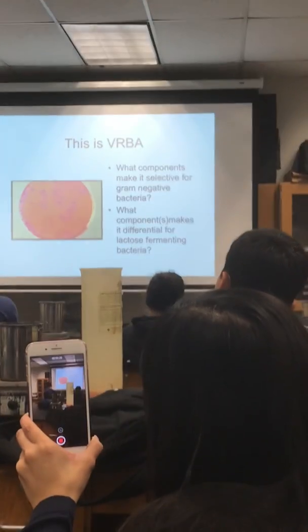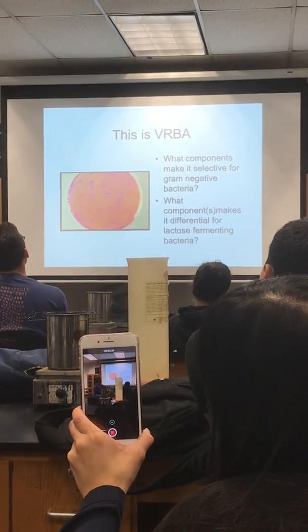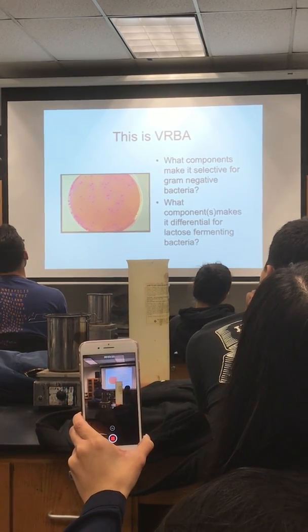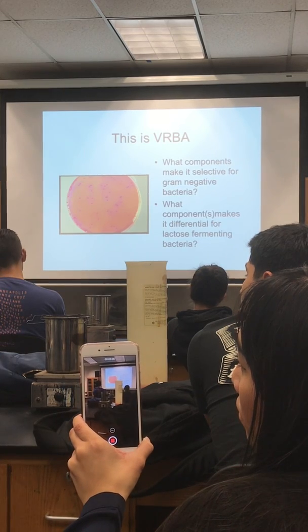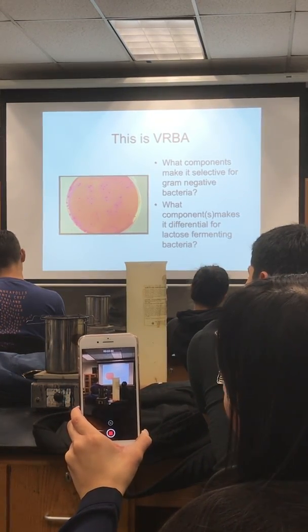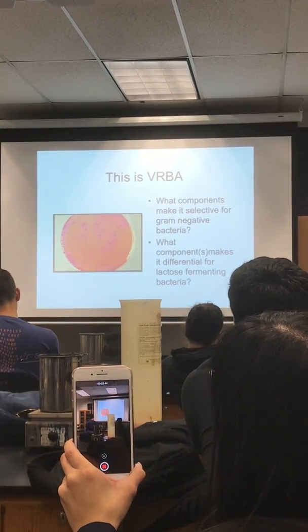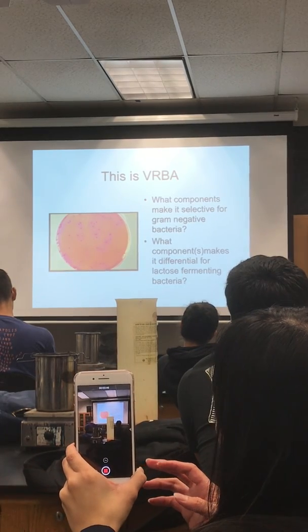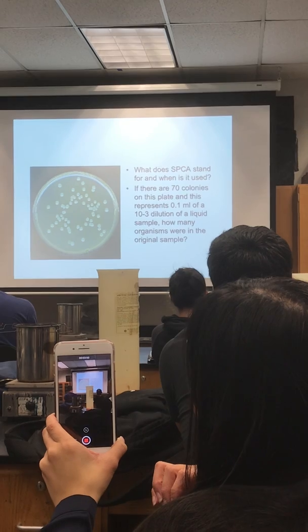What component makes it differential for lactose-fermenting bacteria? Okay, the neutral red, which if there's lactose fermentation, the pH drops, and the neutral red will show the colonies as red, and a little bit of the bile may precipitate as well, but primarily it's the neutral red. It's the indicator dye that's present there. All right, don't count the colonies.